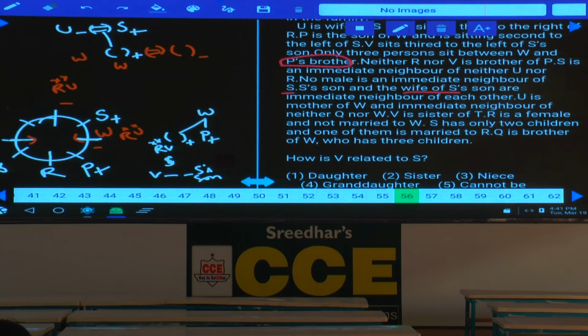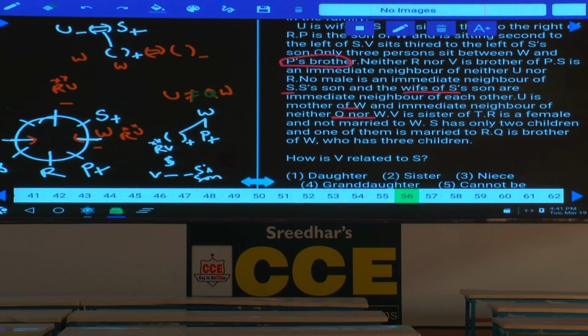U is the mother of W and an immediate neighbor of neither Q nor W. U is not an immediate neighbor of Q and W. Clear now? U is not an immediate neighbor of Q and W.